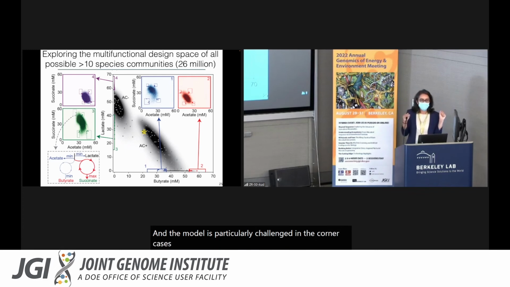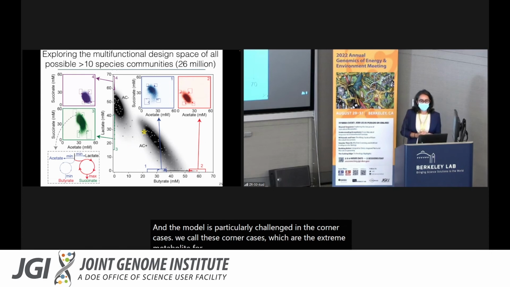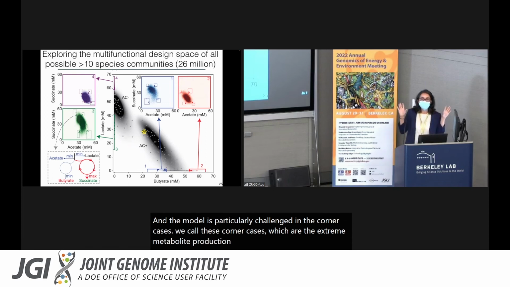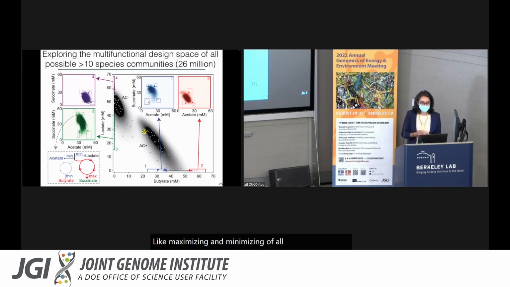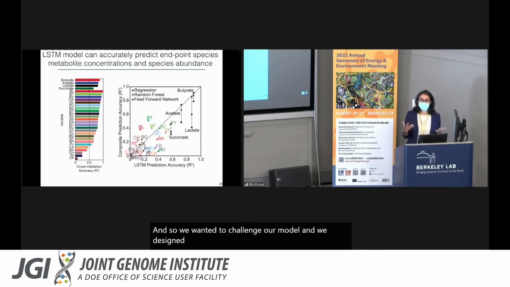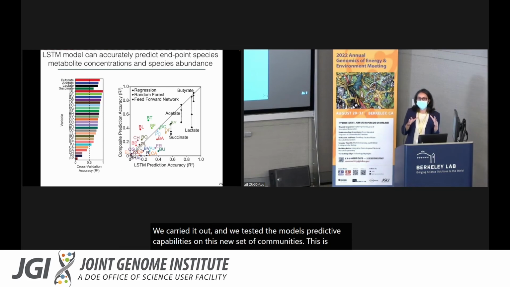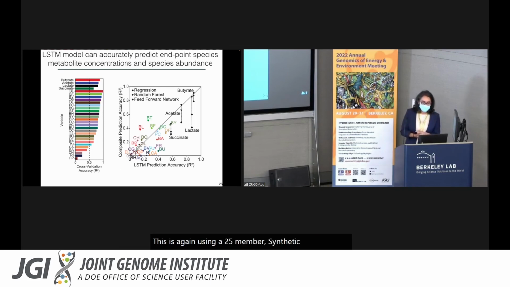We call these corner cases, which are the extreme metabolite production, like maximizing and minimizing of all of these 4 metabolites. And so we wanted to challenge our model, and we designed an experiment. We carried it out and we tested the model's predictive capabilities on this new set of communities. This is again using a 25-member synthetic human gut microbiome.